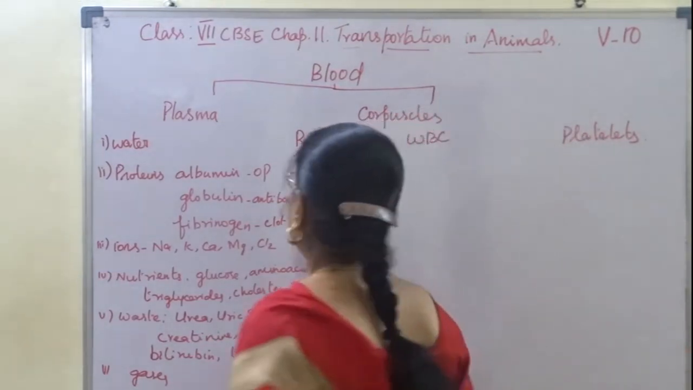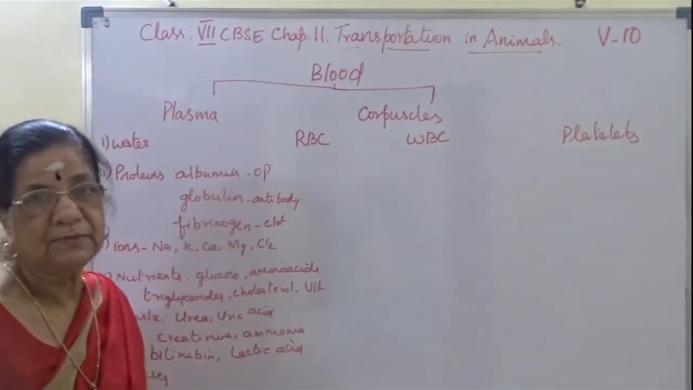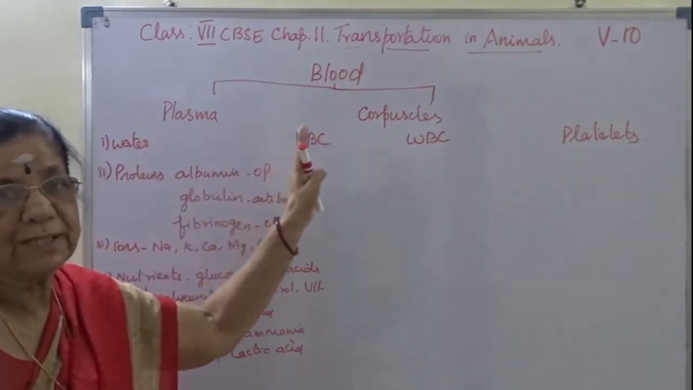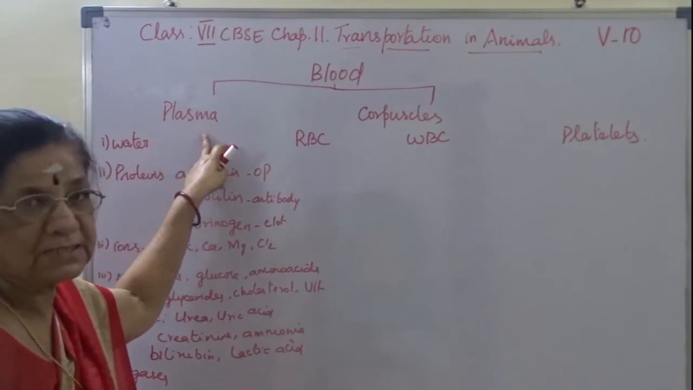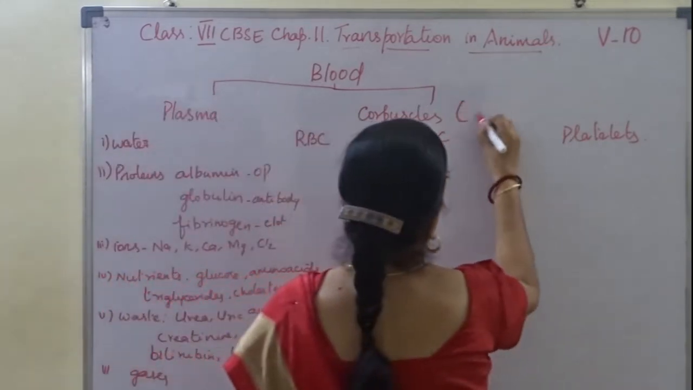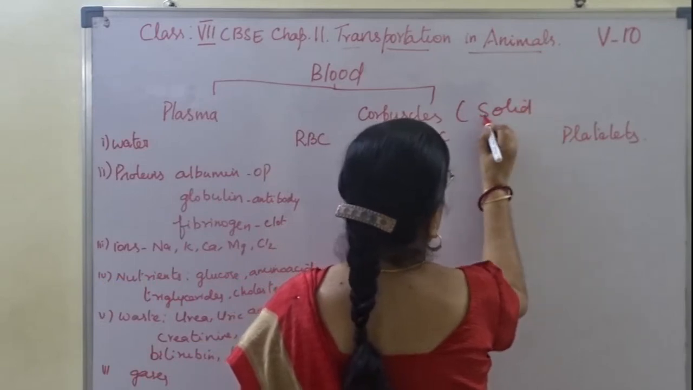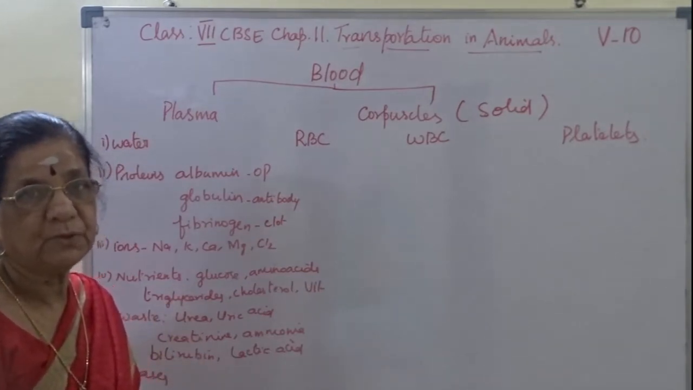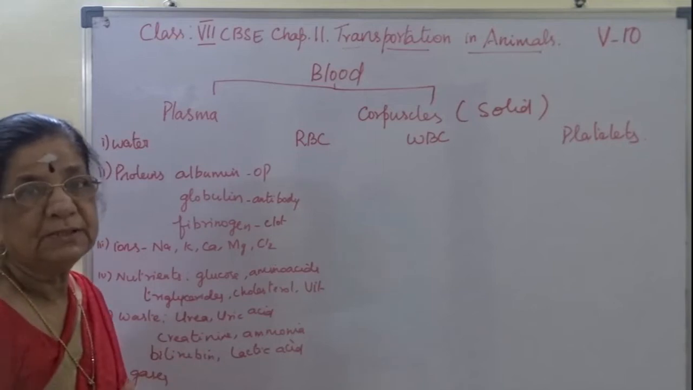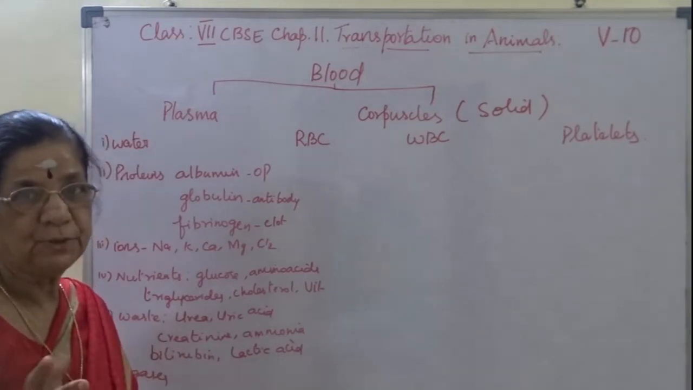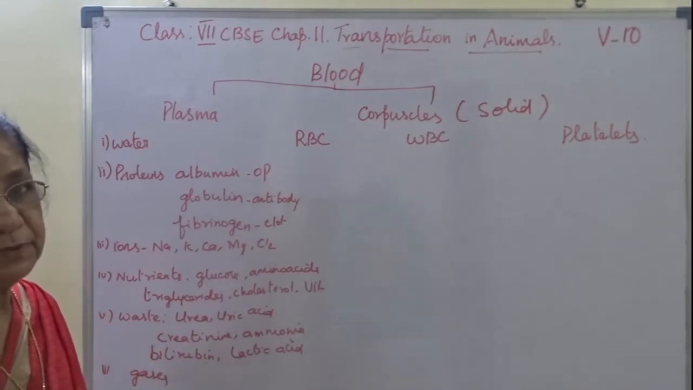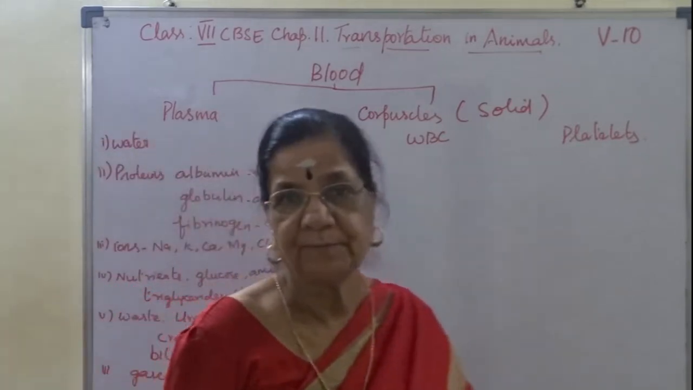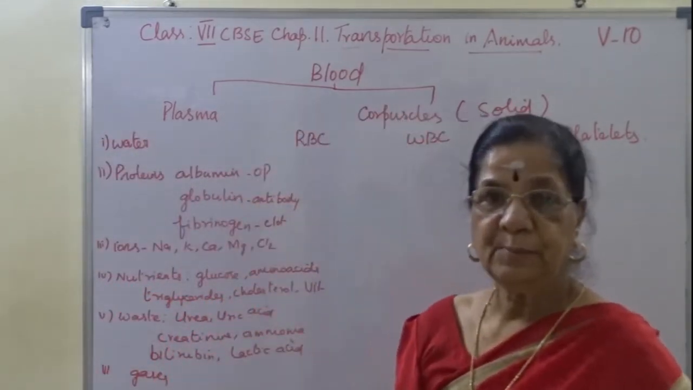Now human blood is a liquid tissue and it is divided into two categories: fluid plasma and solid corpuscles. This fluid plasma is semi-fluid in nature. And these are the contents of blood plasma.